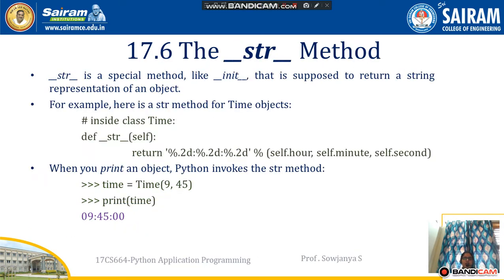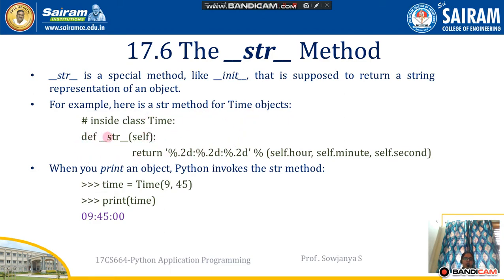Now the next topic is the string method, that is __str__. This is also a special method like the init method. It is supposed to return a string representation of the object. Make sure it represents a string representation of the object. The syntactical way of writing this is two underscores followed by str, then followed by two more underscores.